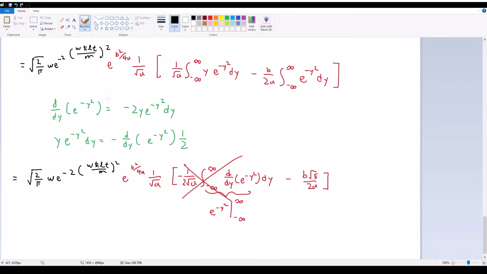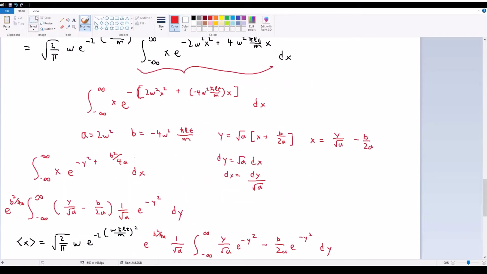And what we're left with is square root of 2 over pi times omega times e to the negative 2 omega h bar lt over m squared e to the b squared over 4a times 1 over square root of a, and then we add a negative at the front, and I keep on forgetting to rewrite this in red. My apologies. We have e to the b squared over 4a times 1 over square root of a. The negative's already at the front, so we just multiply by b times square root of pi over 2a. So let's see, there's a bit of cancellation we can do. Immediately the square root of pi cancels out with the square root of pi down here. Let's also bring down the definitions of a and b.